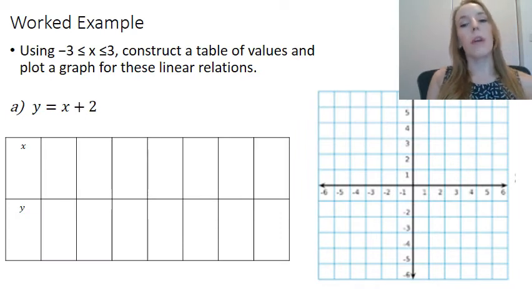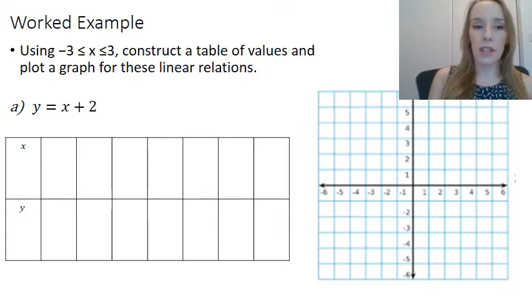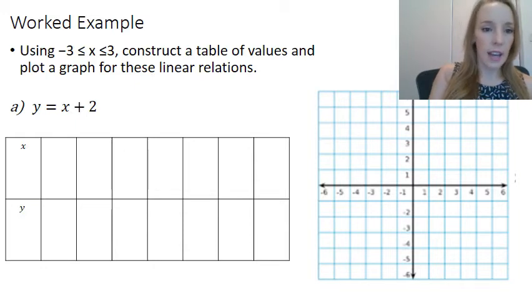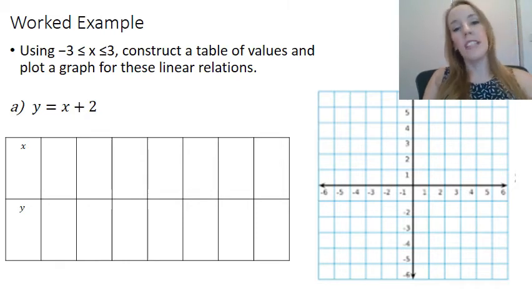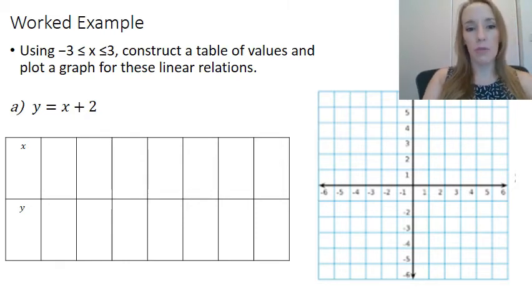Okay, so we're going to do a bit of an example. Using the values from -3 to 3, so x being equal to or greater than -3 and equal to or less than 3, we're going to construct a table of values and plot the graph for that linear relation. We are given a formula here, y equals x plus 2. And I'm going to show you how we'll go from that formula to a table to a graph.